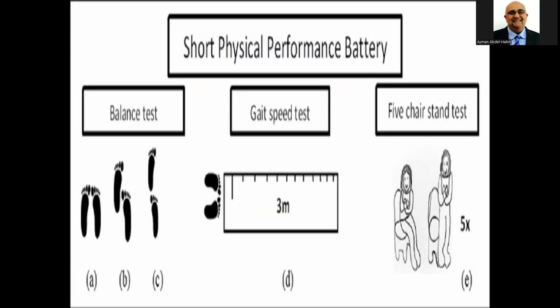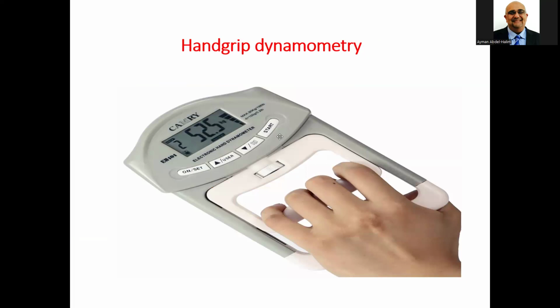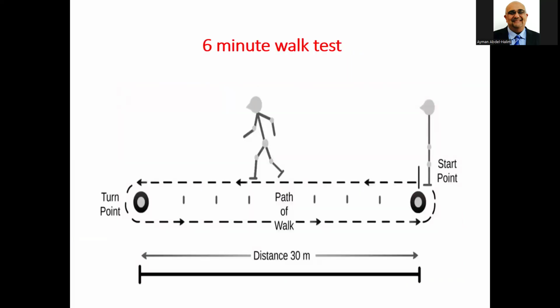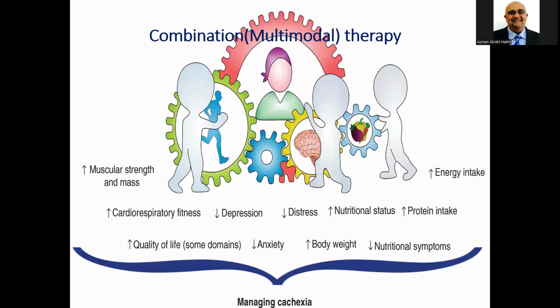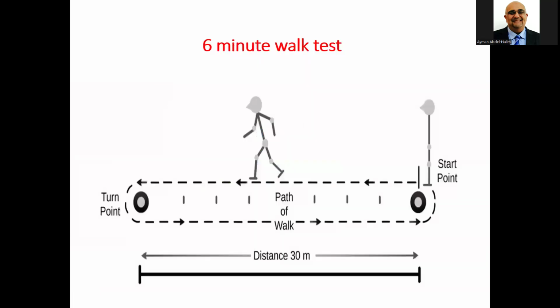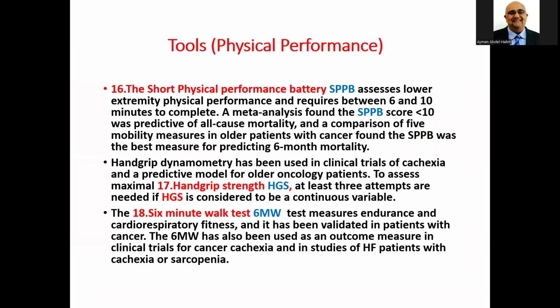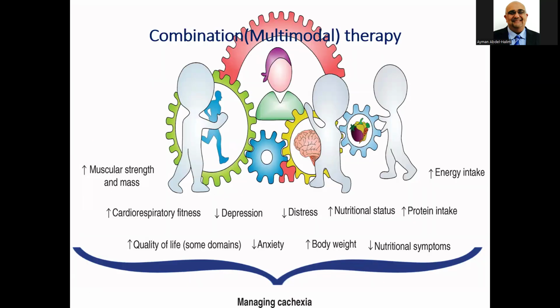Short physical performance battery: balance, gait speed test, and 5-chair stand test. Hand grip dynamometry. 6-minute walk test. And then we're going to talk about therapies now. I think we had like 18 tools that are used in Cachexia Anorexia syndrome.